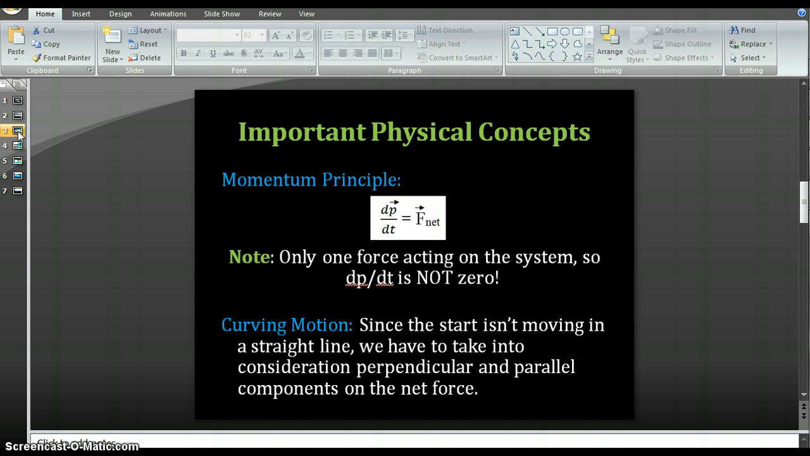Another important concept we need to know was curving motion. Since the star isn't moving in a straight line, it's orbiting around the black hole, we have to take into consideration the perpendicular and parallel components of the net force.